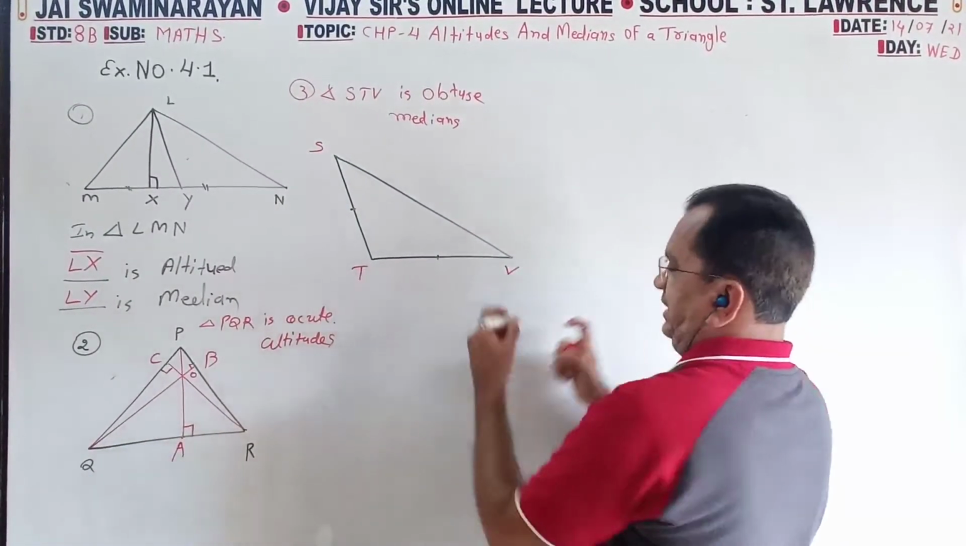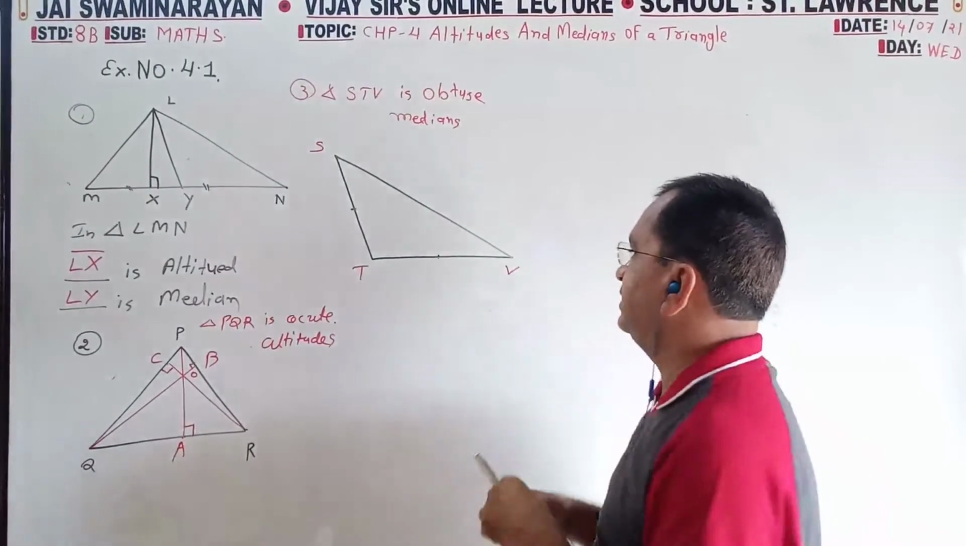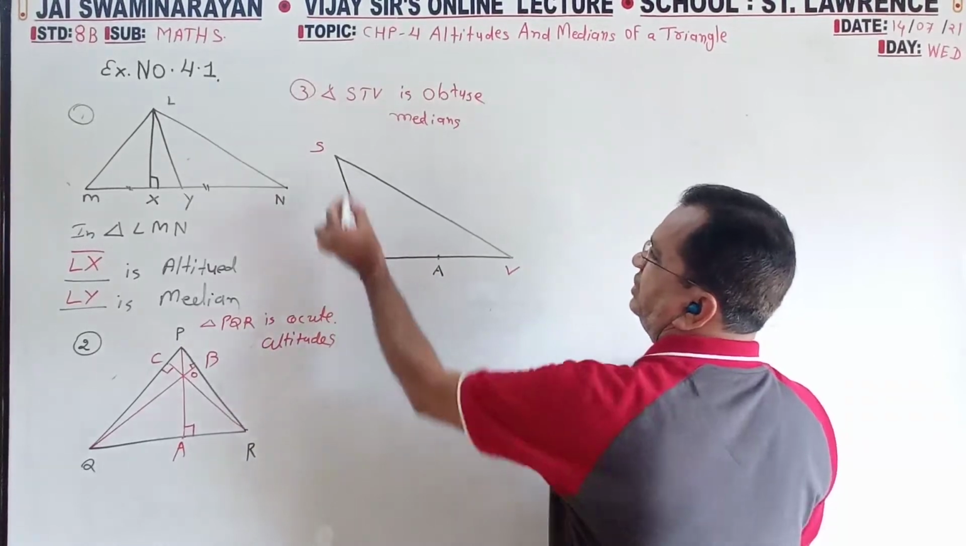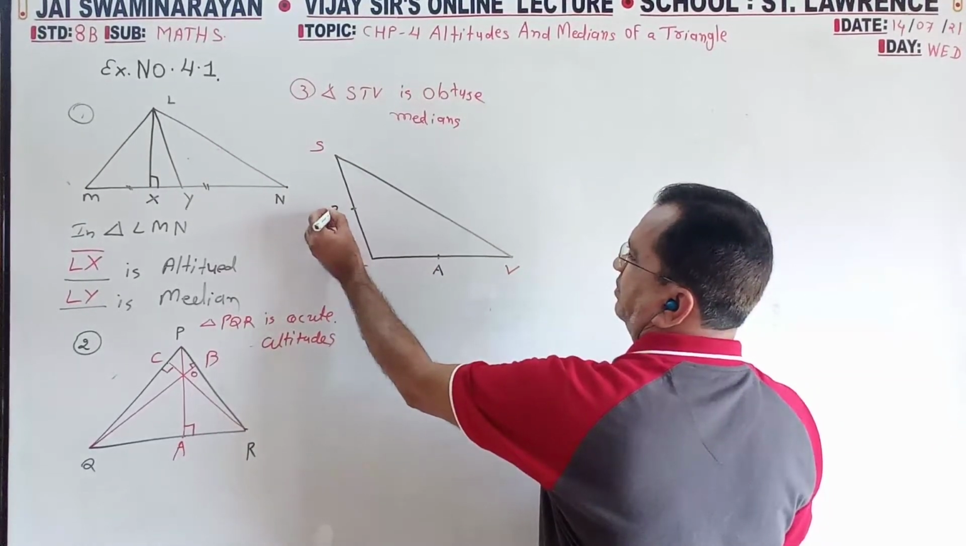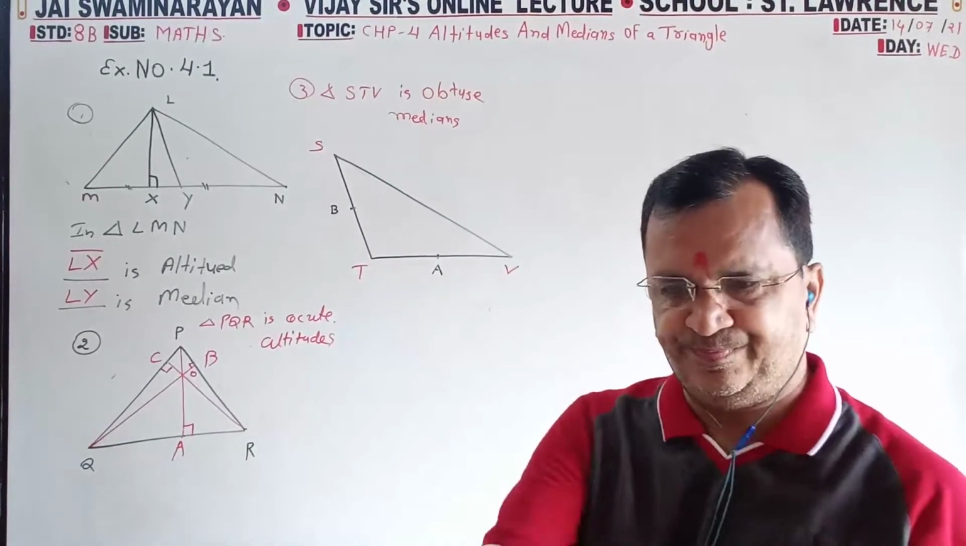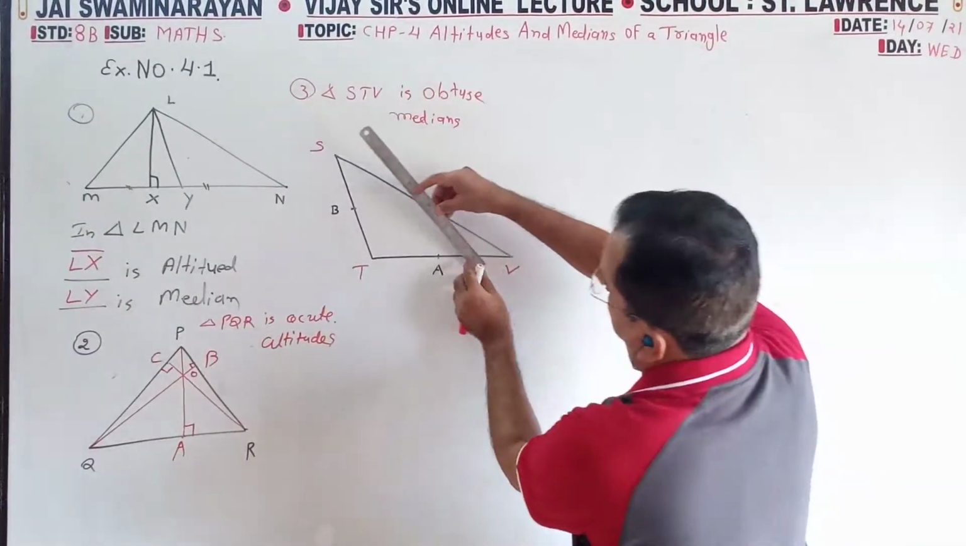STV. TV midpoint is A, for example. TS midpoint is B, for example. And this we will get automatic. How? See. First, we will draw this.